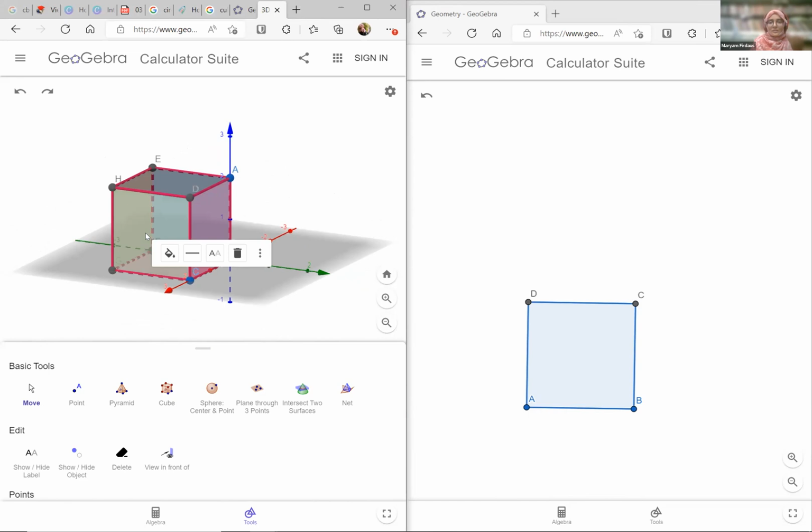Okay, so you have one square, and you have another square which you are arranging, like you are making it stand on top of the first square. Like that you make all of the 6 squares stand next to each other, and that's how it makes a cube.